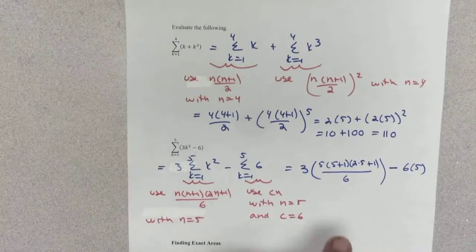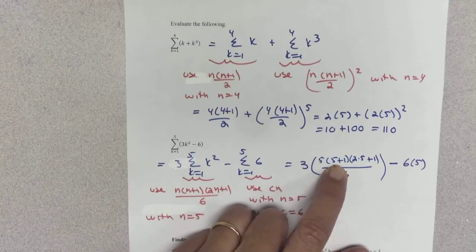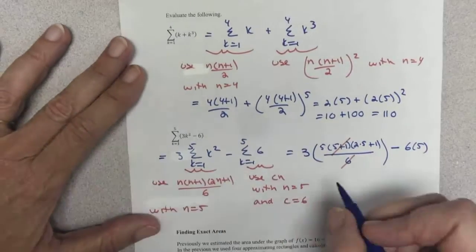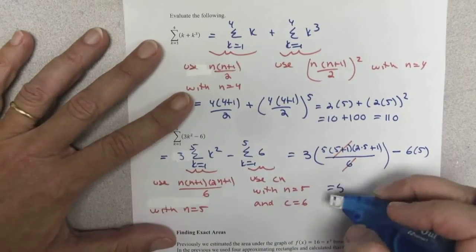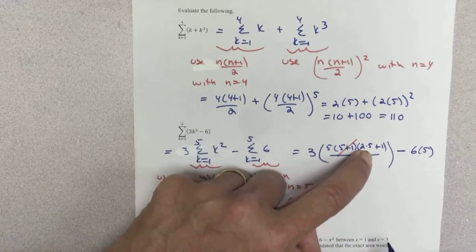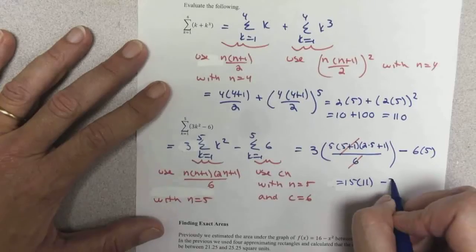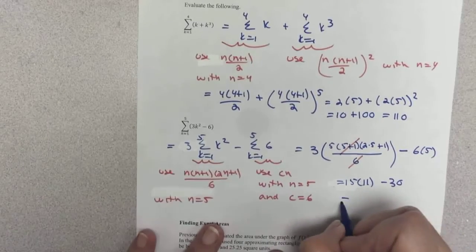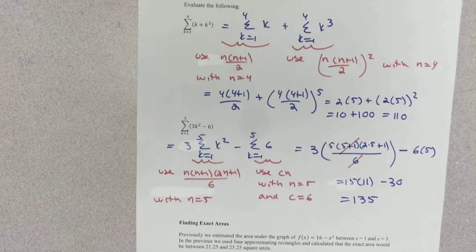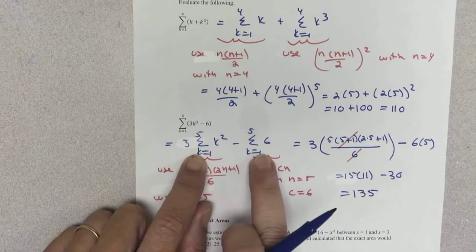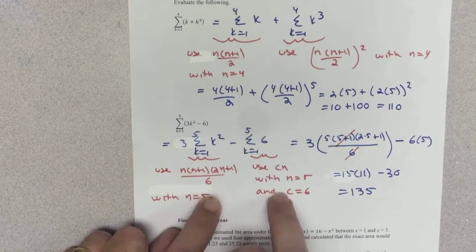Again, the point is not the arithmetic. But notice here, 5 plus 1, that'd be 6. 6 in the denominator. Those divide. So then I have 3 times 5, which is 15. 3 times 5, 15. And that's going to be 11 minus 30. And then we'll ask the calculator for the rest of that. And that works out to be 135, assuming I did not do any of my arithmetic wrong, and the point is not the arithmetic. Again, the point is realizing you can split it up that way, and then realizing you had formulas.